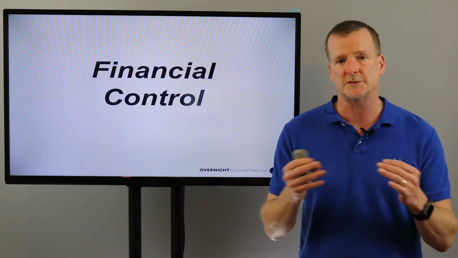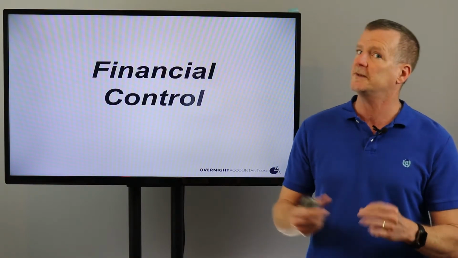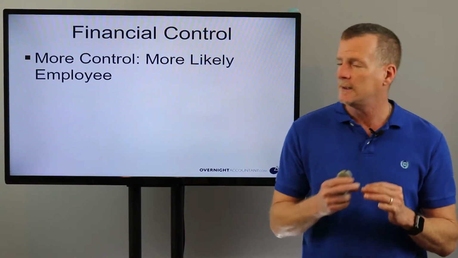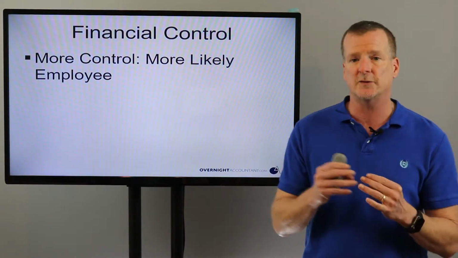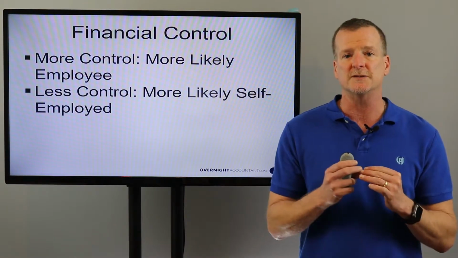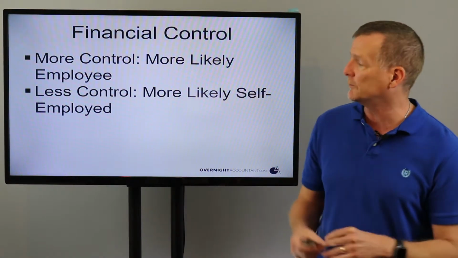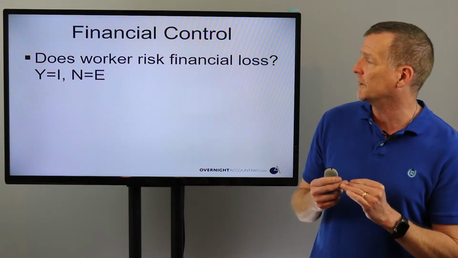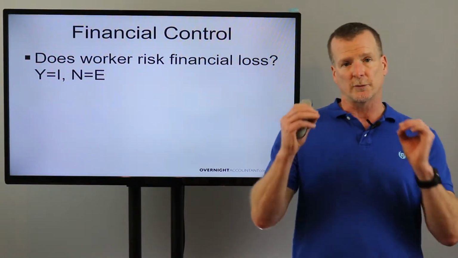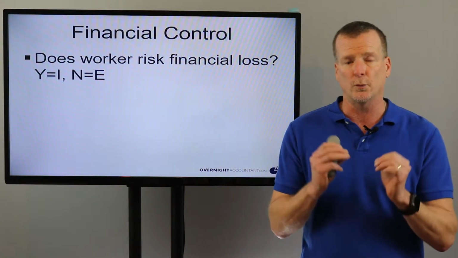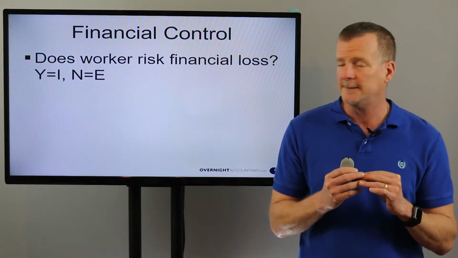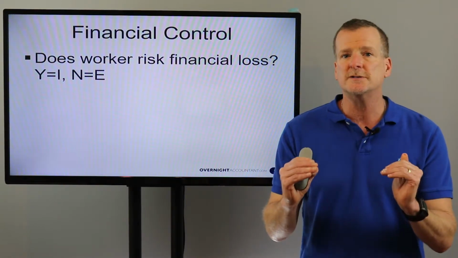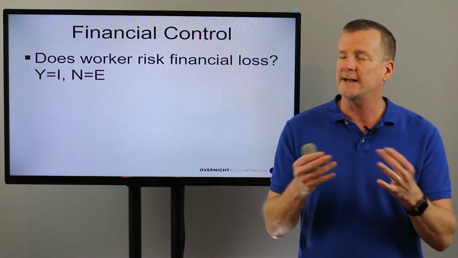All right, so that's behavioral control. Let's move on to financial control. Remember things about the amount of control you have over the employee, or the worker, I should say. The more control you have, as in the behavioral test, the more likely the individual is an employee. The less control you have, the more likely they're self-employed. Kind of makes sense. So let's go through some of the 20-factor questions here that we're going to look at to determine if they are an employee or an independent contractor. Does the worker risk financial loss? Business owners, being an entrepreneur, that's risk.